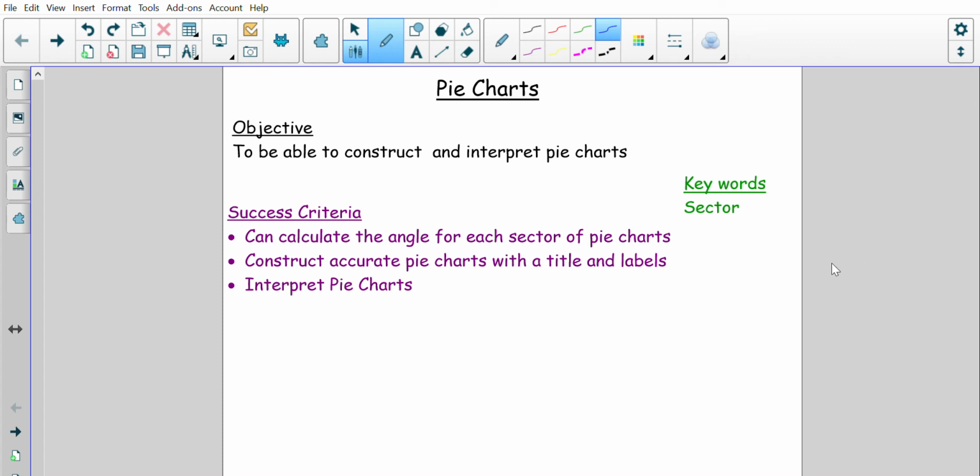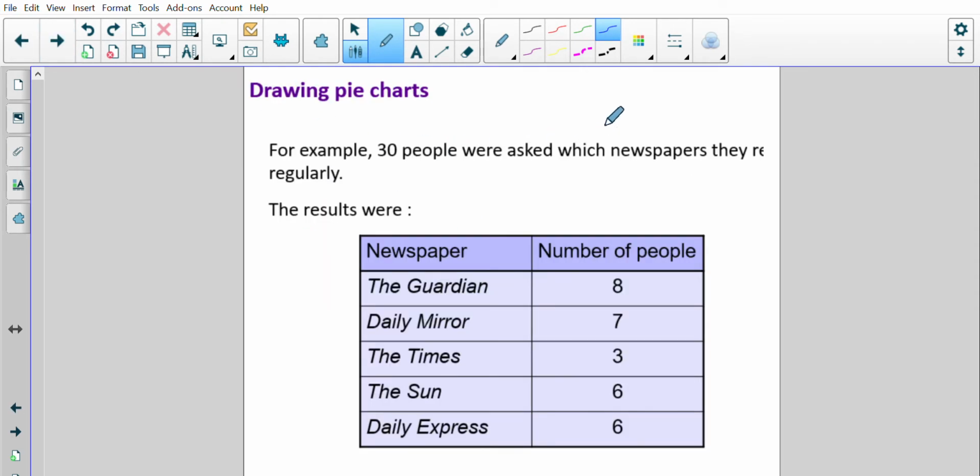In this video we'll look at constructing pie charts, and then if you successfully manage to do that, the extension today will be interpreting pie charts. So let's have a look at this example. If there were 30 people who were asked which newspapers they read regularly, here we have a frequency table showing how many people said which was the newspaper that they read regularly. And what we want to be able to do is to draw a pie chart to demonstrate this information.